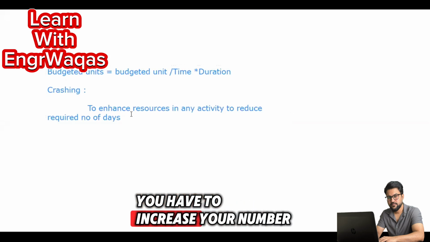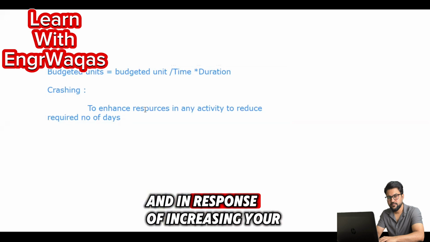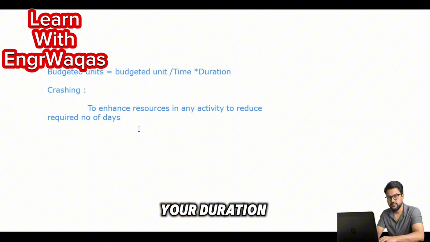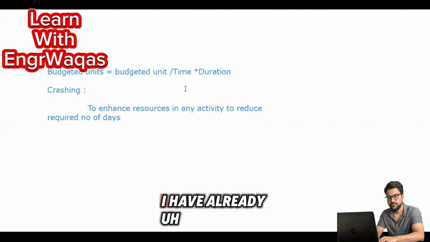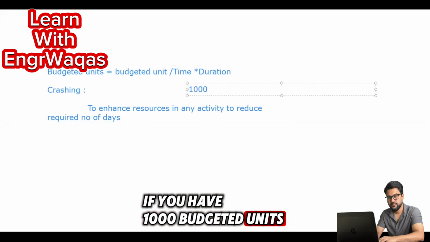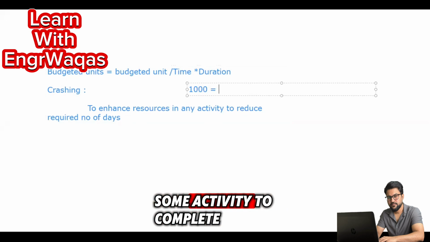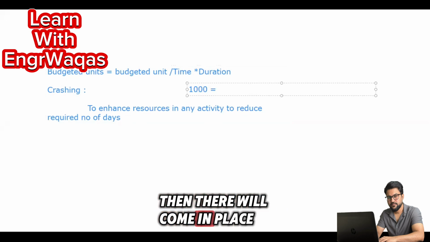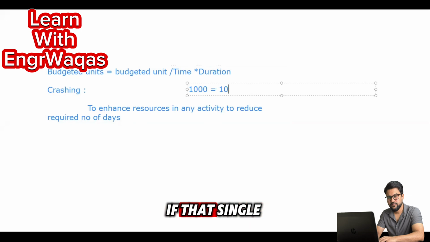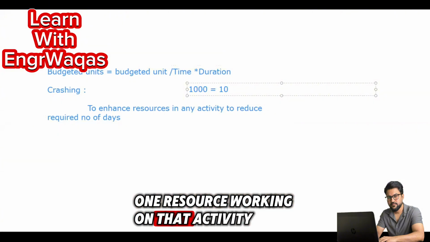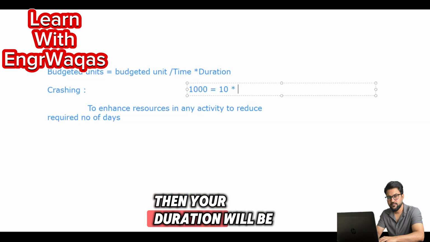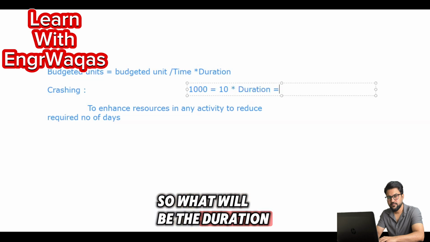You have to increase your number of resources, and in response to increasing your number of resources on one activity, you will decrease your duration. How will that happen? As I have already taught you, if you have 1,000 budgeted units or budgeted hours for some activity to complete, then in place of budgeted units there is 1,000, and the budgeted unit per time, if that single resource working on that activity is utilized like 10 hours per day, then your duration will be defined. So the duration is 100 days.